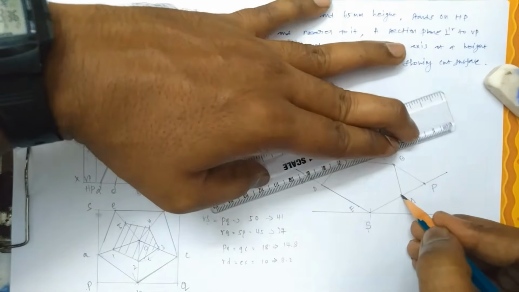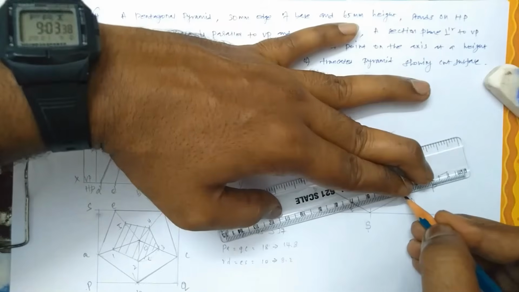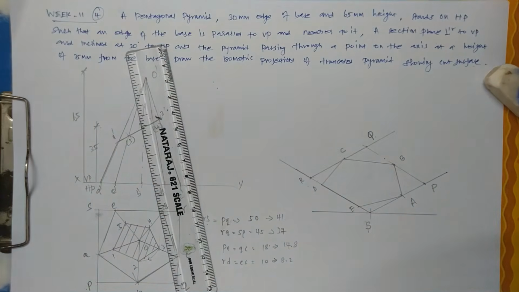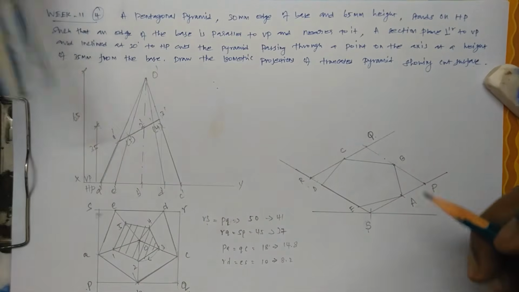So if you are changing the direction, you will get the changes in the diagram. I have changed the direction, so there is a slight mismatch with the book. It's not an issue, but almost the ideology is correct. Okay, now we just mark the center O and we erect a vertical line.